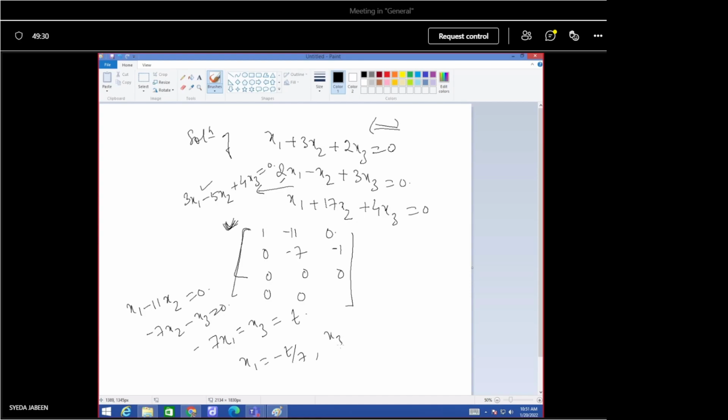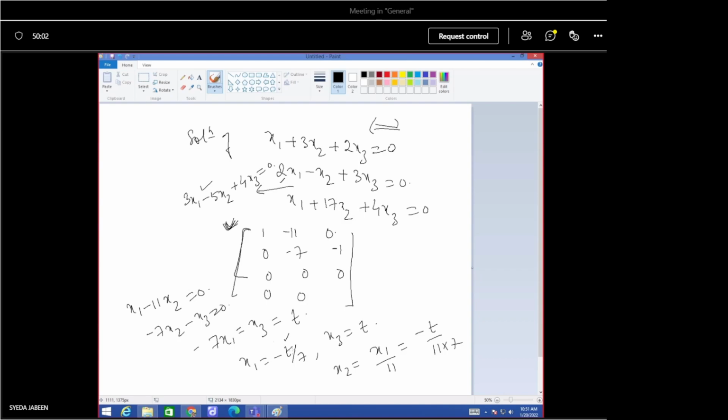Now when you put this x1 value over here, you will get x2. So x2 you will get as x1 by 11. We'll get the relation between x1, x2, and x3. That will have 11 into 7. Infinite solution. So what does this mean? That for different values of t, you will have different solutions.